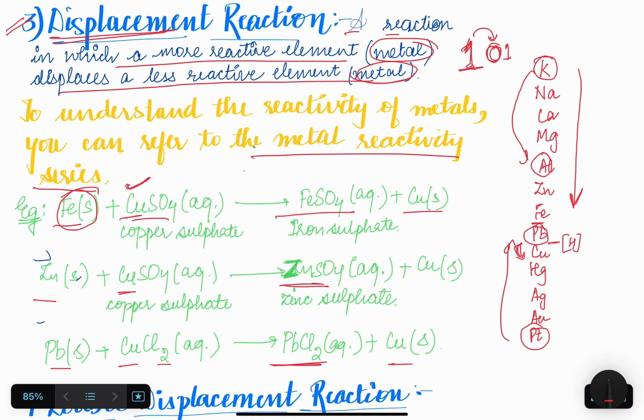Most of the students find it difficult to learn the metal reactivity series. I have made a shortcut. I used to remember it like this: K, K, N, K. Kanak, Mug, Al, Jan, Fab. Hydrogen is in the middle. Then Cu, Hg, Ag, Au, Pt. Ag is for silver, Au is gold, and Pt is platinum.